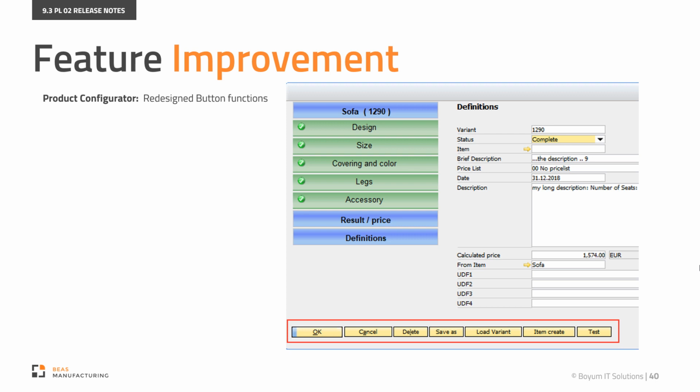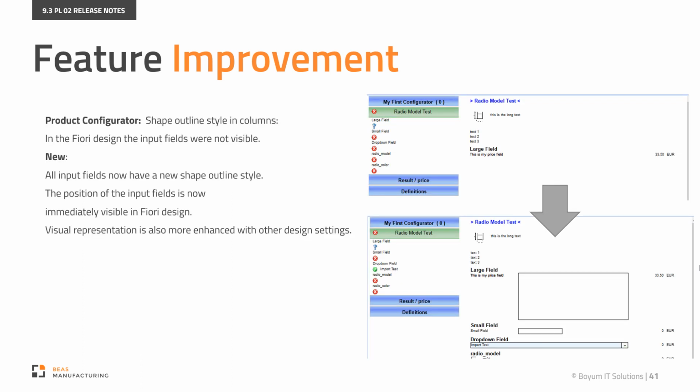And load variant, a new button, is available here in the sub window. It used to be the edit button, which has been corrected to load variant now. In the theory design, the input fields were not visible. Now all input fields have a new shape outline style, and the position of the input fields is now immediately visible in the theory design. Visual representation is also more enhanced with other design settings.